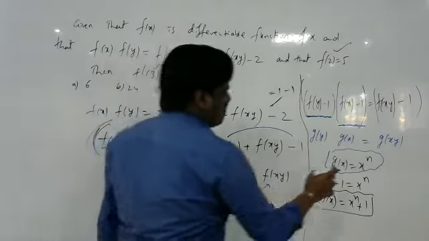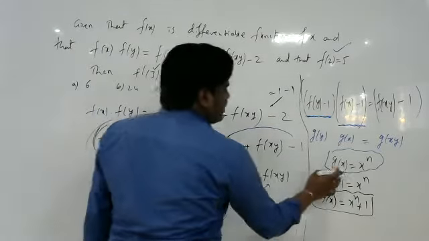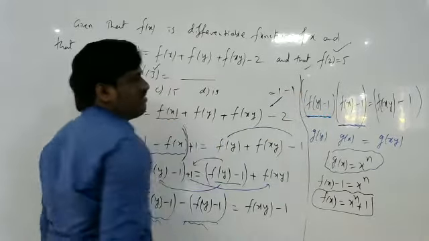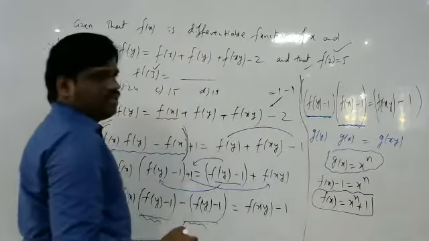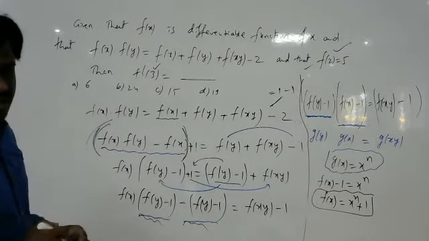We can say g(x) is of the form x to the power n. Now this g(x) is nothing but f(x) minus 1, because I want to find the function f, not g. So f(x) minus 1 is x to the power n. So f(x) I got as x to the power n plus 1.